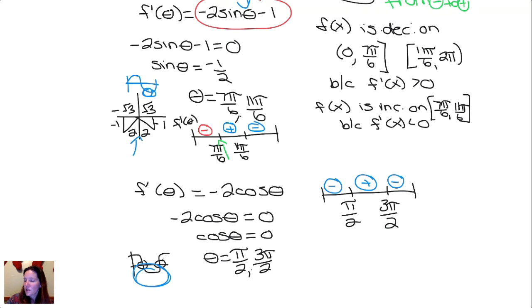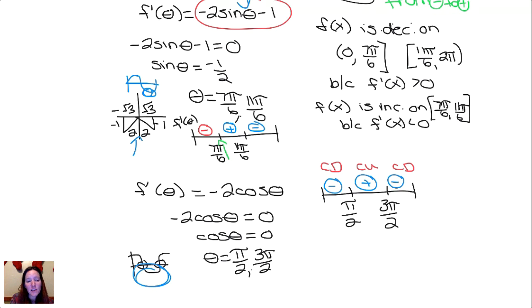So this tells us that our function is concave down between 0 and pi over 2, concave up between pi over 2 and 3 pi over 2, and then concave down again between 3 pi over 2 and 2 pi. It gives us 2 points of inflection, right? Pi over 2 and 3 pi over 2 are both points of inflection because the signs are changing.